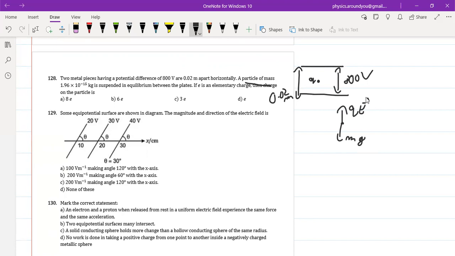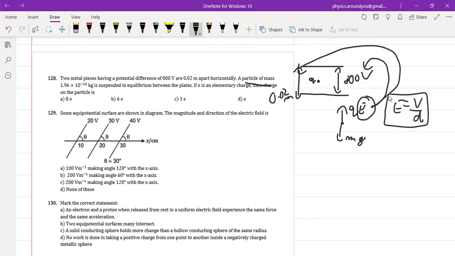But I don't know the electrostatic force. How to relate electrostatic force with voltage, potential difference, and the distance? Easy. E equal to V by d. V is given, d is given. So I can find E. Then I can equate qE equal to mg. E I very well know, m is given, g is known. You can find the value of q.